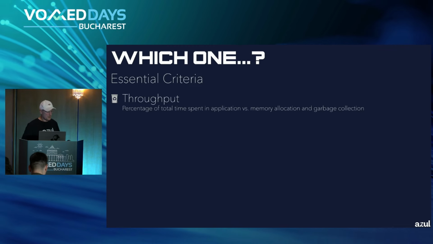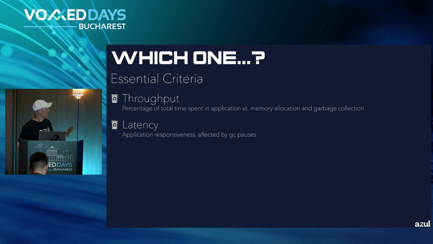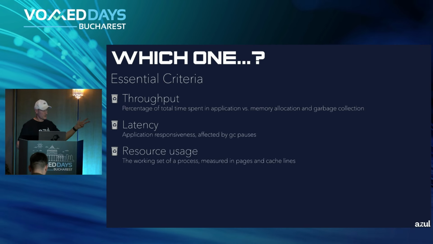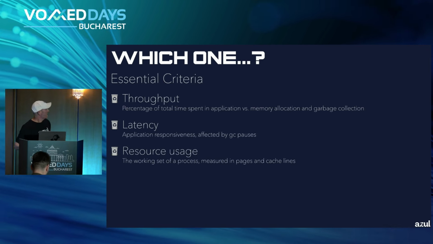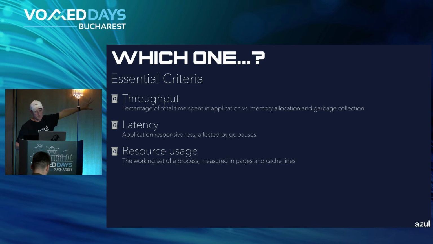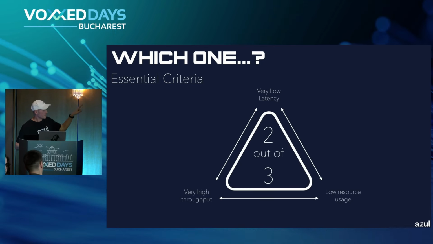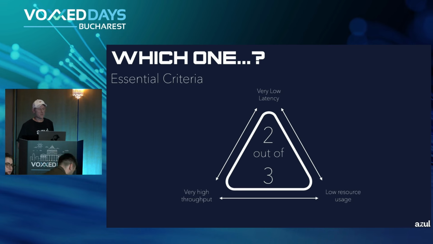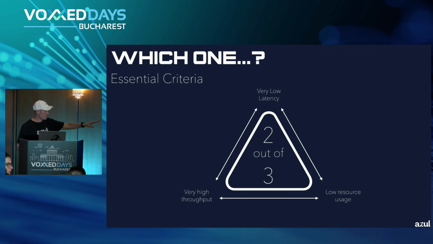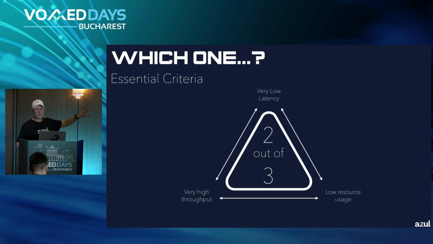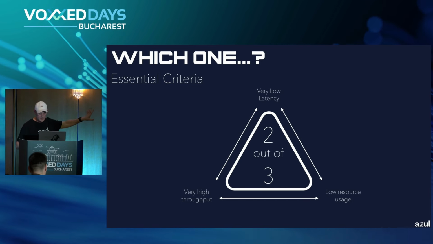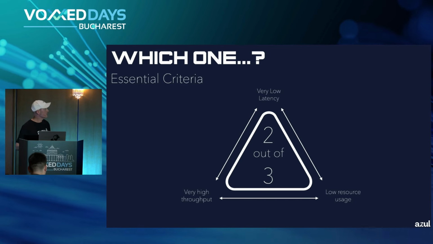That's a diagram, we don't go into that. Just shortly, you have throughput, latency, resource usage. I'm done in a couple of minutes, I promise. But you can't choose all three of them. You can only choose two out of three. So you can have high throughput and low resource usage, but you can't have low latency at the same time. That's important to remember. But it doesn't really help you.